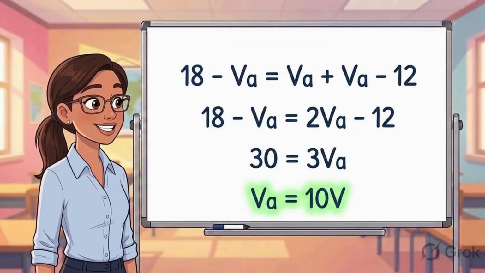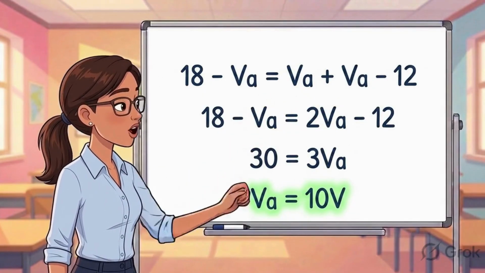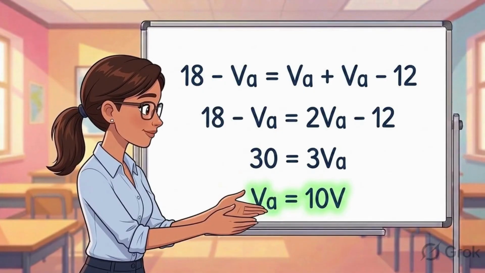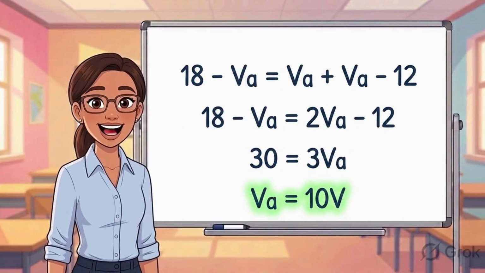Okay, let's solve this equation. We have 18 minus VA equals VA plus VA minus 12. First, let's combine the VA terms on the right. So we get 18 minus VA equals 2 VA minus 12. Adding VA to both sides gives us 30 equals 3 VA. And finally, VA equals 10 volts.